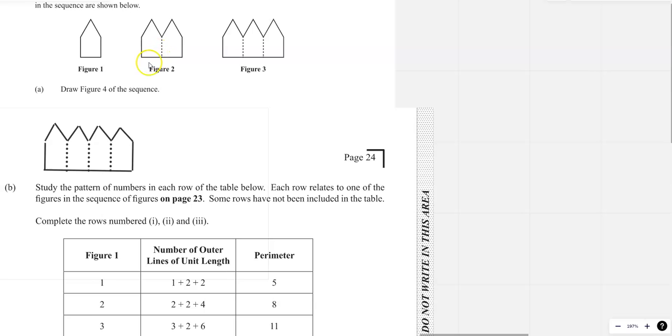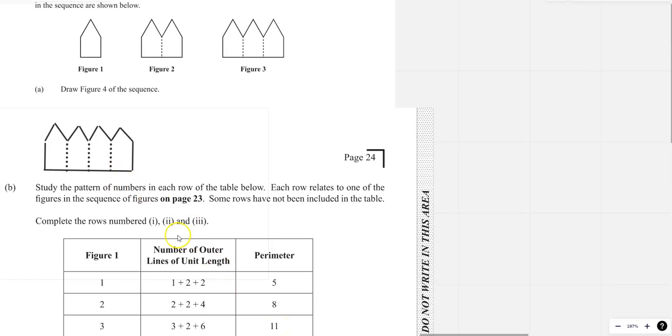For figure 2, at the base we have 2 lines, so this 2 here represents the 2 lines at the base, and at the side on the outer we have 2 lines, that's a constant, and at the top we have 4 lines. So we have the base, the vertical sides on the outer, and the top. For the third figure we have 3 lines at the bottom, and then at the side on the outer we have 2, and at the top we have 6. Add them up, we get 11.